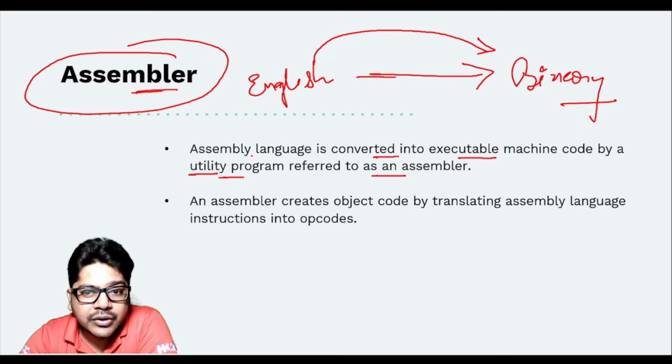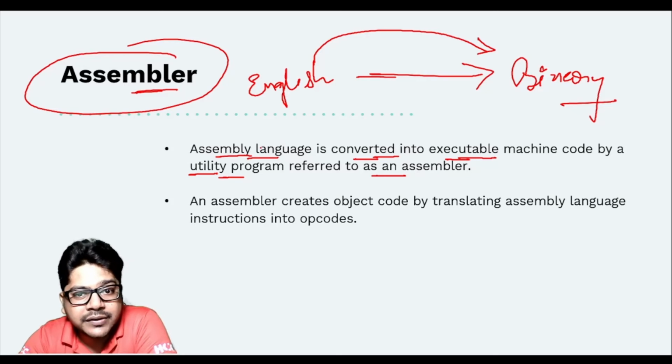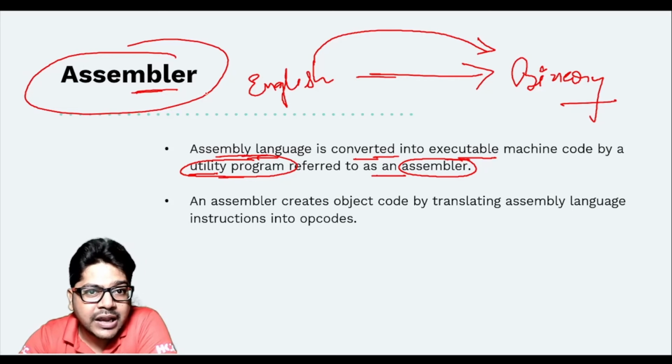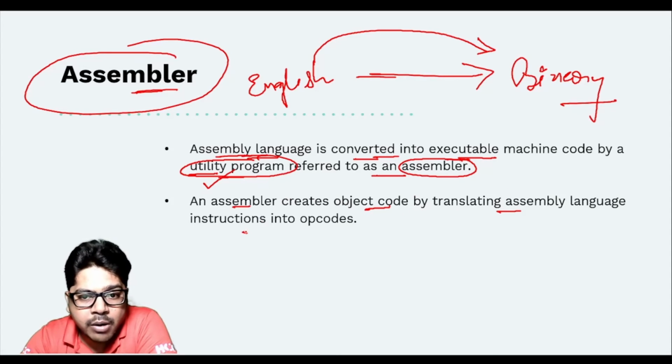So what is an assembler? Assembly language is converted into executable machine code. Even the assembly language which you were writing was not directly understood by the computer. There was someone converting this assembly language into executable machine code, and it was done by a utility program which we refer to as the assembler. An assembler creates object code by translating assembly language instructions into opcodes.